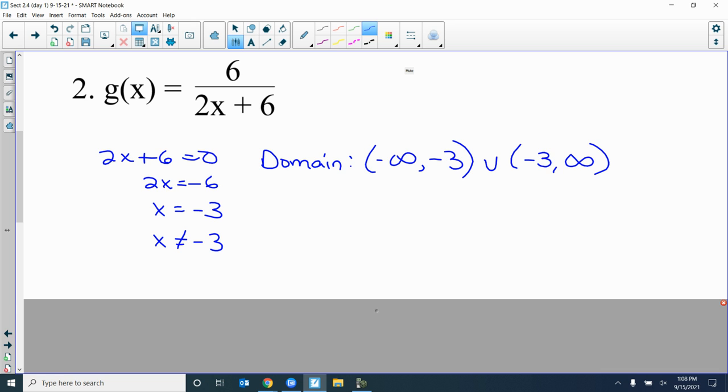Go ahead and graph that on your calculator. Now, if your calculator does not make it into a fraction, you have to make sure you put the denominator in parentheses. So if you're typing it in and you do the fraction and it just makes it, you'll be fine.